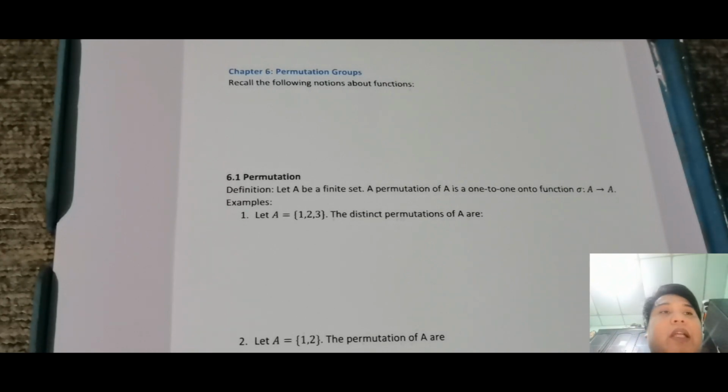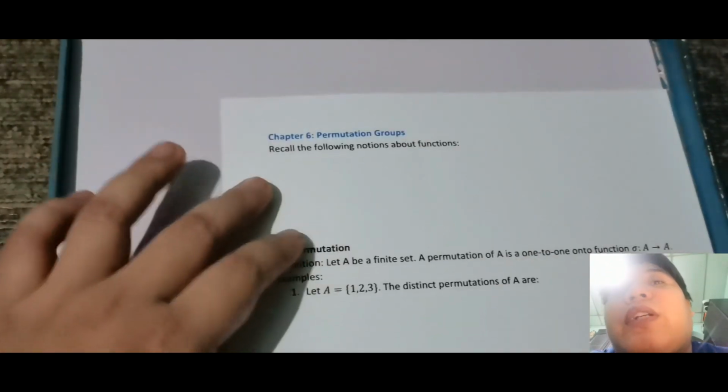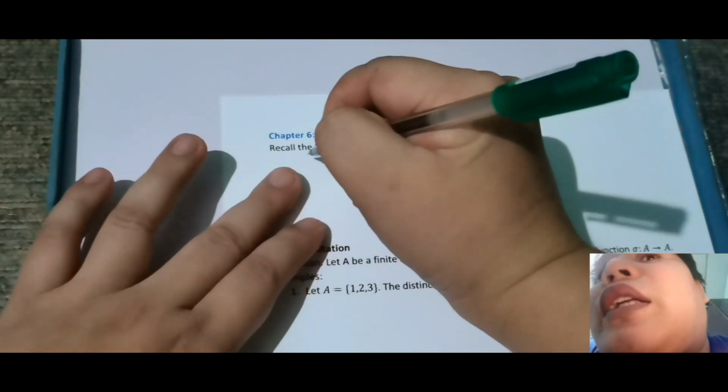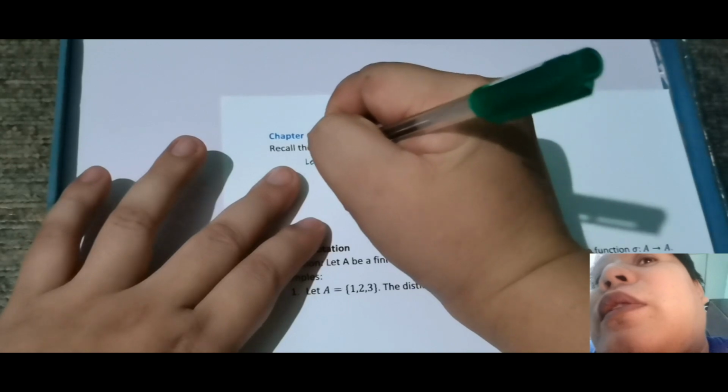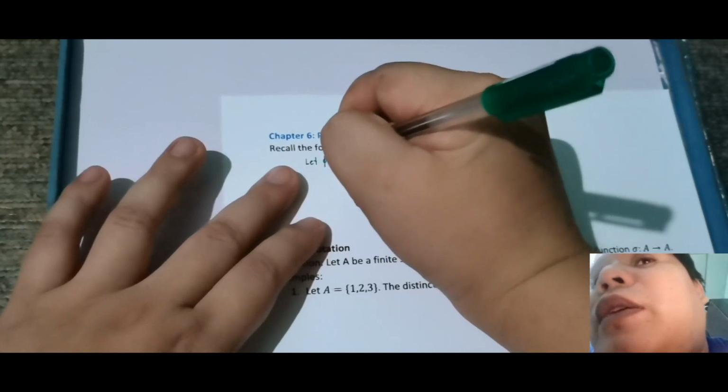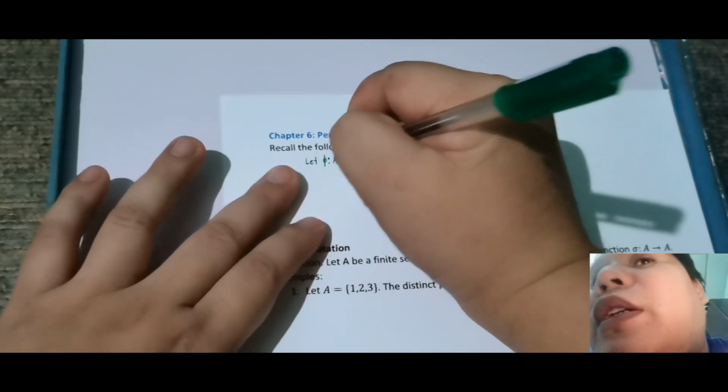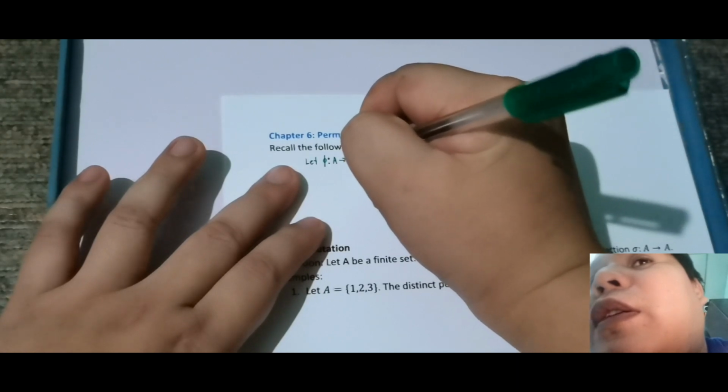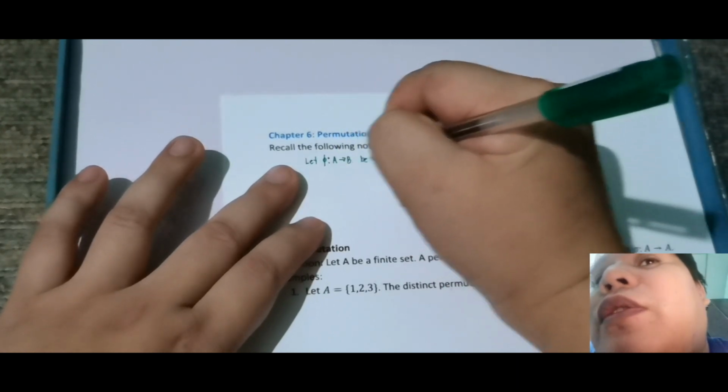Now recall the following notions about function. Mag-start muna tayo by recalling what is a function. So let us define this function. Let p be a mapping from A to B, be a function.